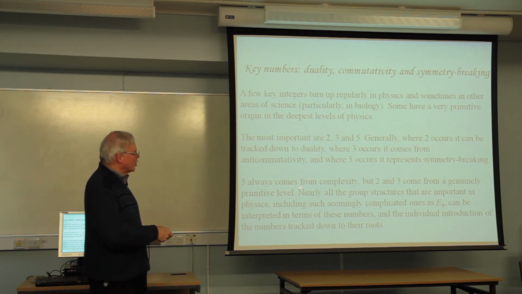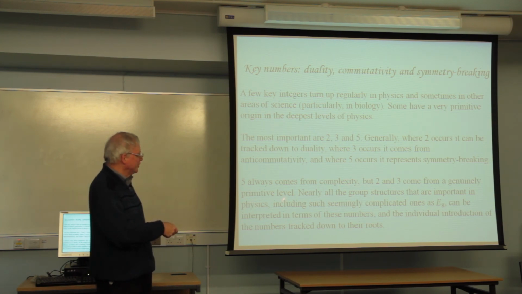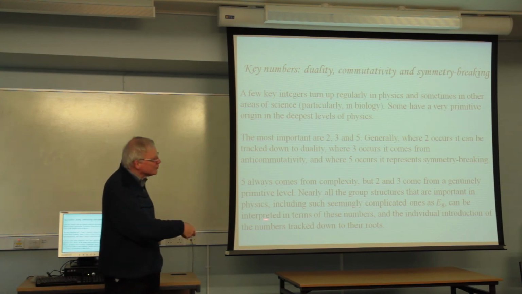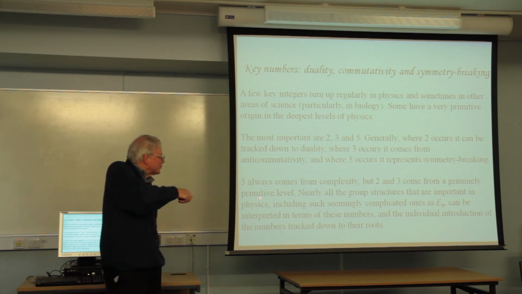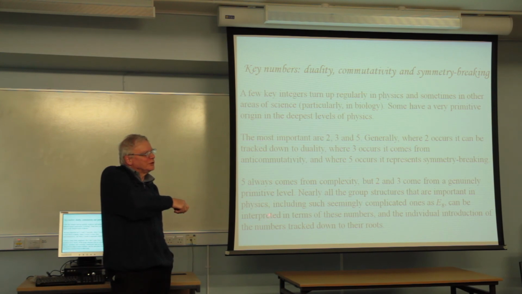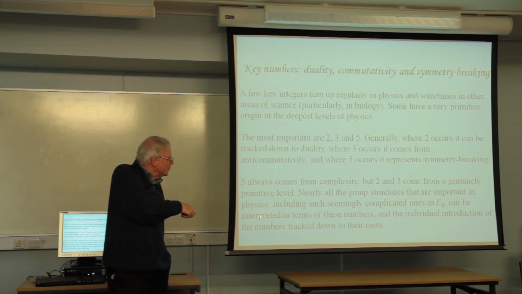So 5 is a complex concept, but 2 and 3 come from a really primitive level. Nearly all the group structures that are important in physics, even the really complicated ones like E8, are just versions of 2s and 3s put together. And you can track them all down to dualities and anti-commutativities. There's nothing more in it than that.